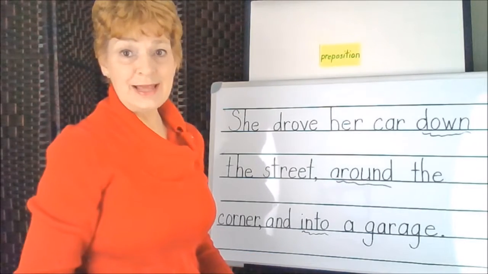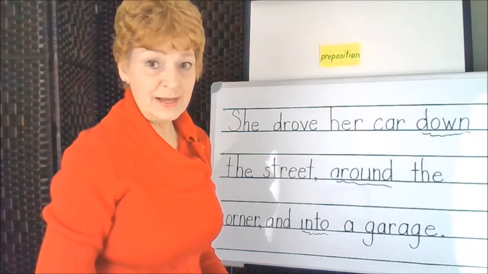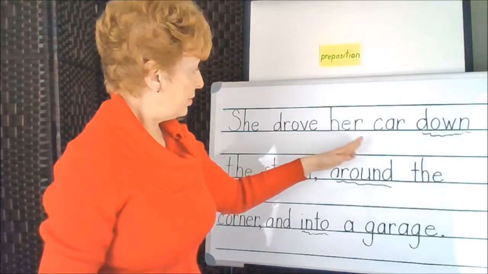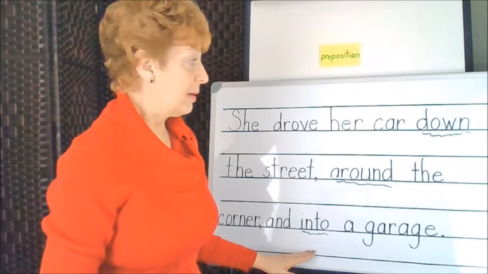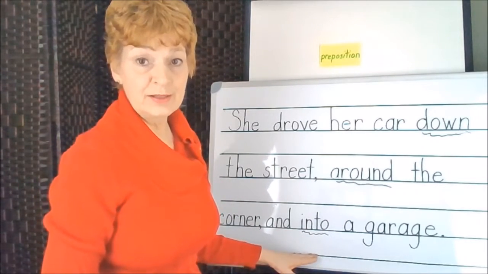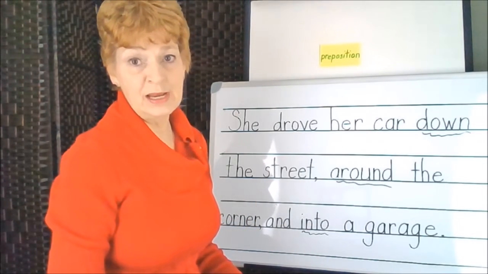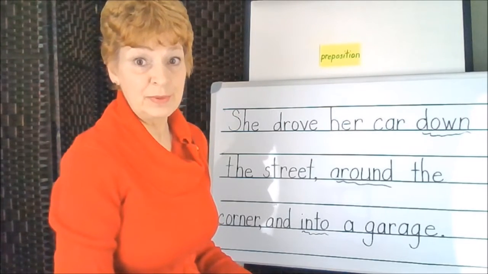Not every sentence has prepositions, but every sentence must have a subject and a verb. So initially, to take a sentence even as long as this, it might be a bit overwhelming for your child to locate a preposition. So the first starting point would be to identify the words that are always in a sentence, and that would be subject and verb.